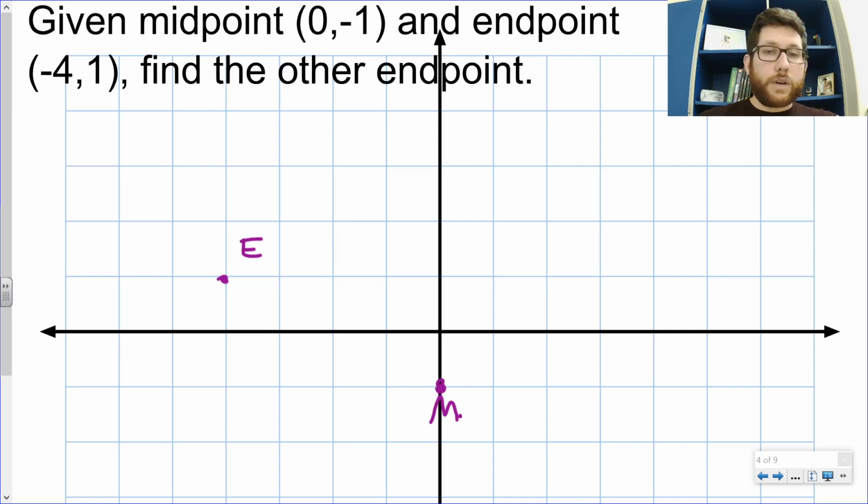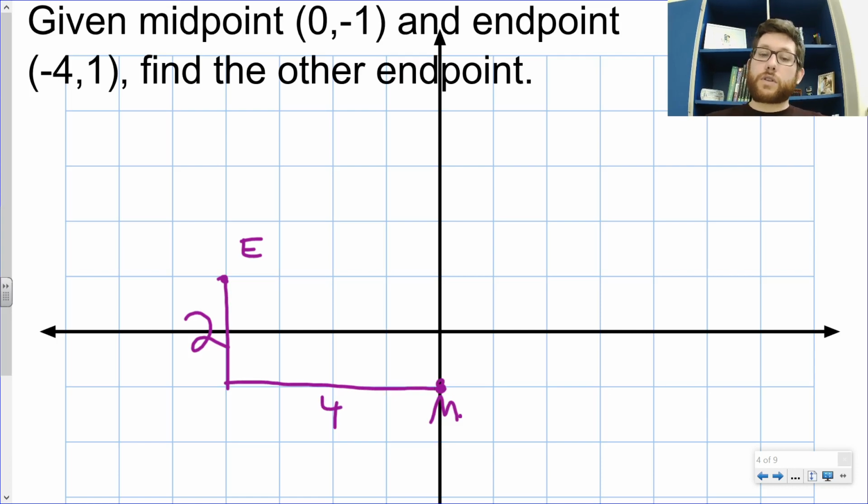We're going to think about our movement in terms of verticals and horizontals. How far did I move from my endpoint to my midpoint? I moved down 2, and I moved to the right 4. So I'm going to do the exact same thing here. I'm going to go down 2 more boxes from my midpoint, and to the right 4 boxes: 1, 2, 3, 4, and that puts me right here. I'm just taking whatever I did to get halfway. If I do it a second time, I should get to the second endpoint.